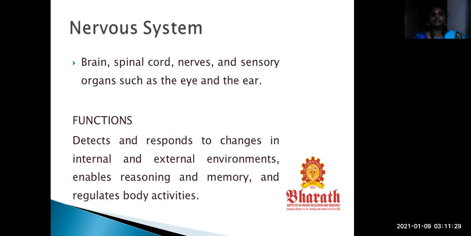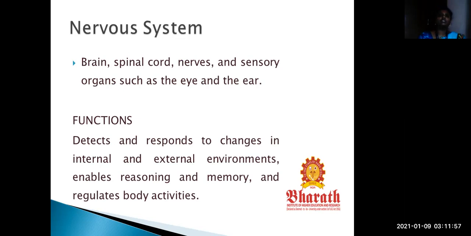Then the nervous system. It includes the brain, spinal cord, nerves, and sensory organs like the ear, nose, and eye, all of which come under the sensory organs. So what is the main function of the nervous system? It is to detect and respond to changes in internal and external environments, enable reasoning and memory, and regulate our body activity. So these are all the functions of the nervous system.